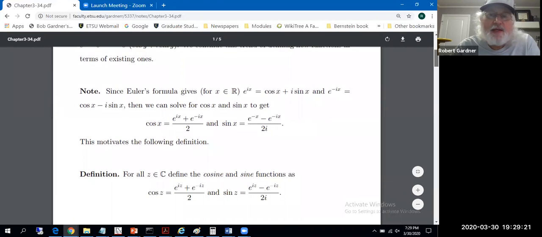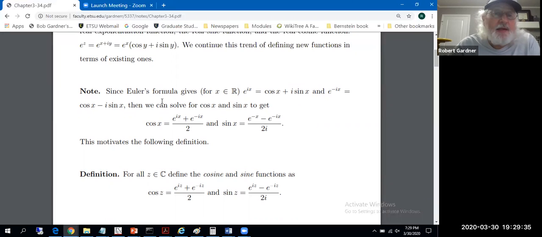In fact, we can extract them by using the fact that Euler's formula states that e to the ix, shifting variables to x, is cosine x plus i sine x. e to the negative ix, which we know to be the conjugate of e to the ix from some previous stuff, is cosine x minus i sine x, conjugating the right-hand side, or replacing x with negative x and using even and oddness of sines and cosines.